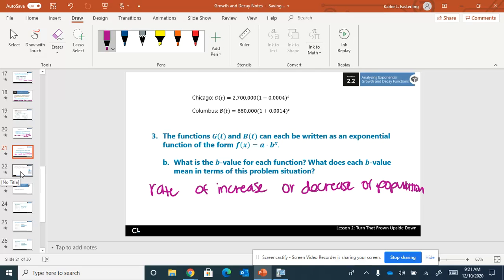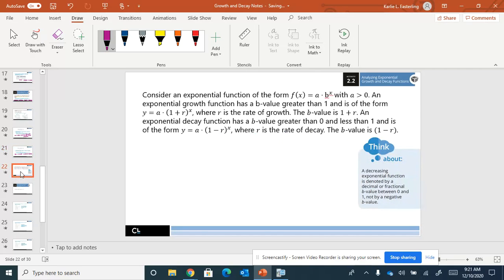All right, we're going to skip C and number 4, and we're going to read down here at the bottom. So consider an exponential function of the form f of x equals a times b to the x when a is greater than 0. An exponential growth function has a b value greater than 1, and it is of the form y equals a times 1 plus r to the x, where r is the rate of growth. So because we were talking about population, it's growing at a certain rate. The b value is 1 plus r.